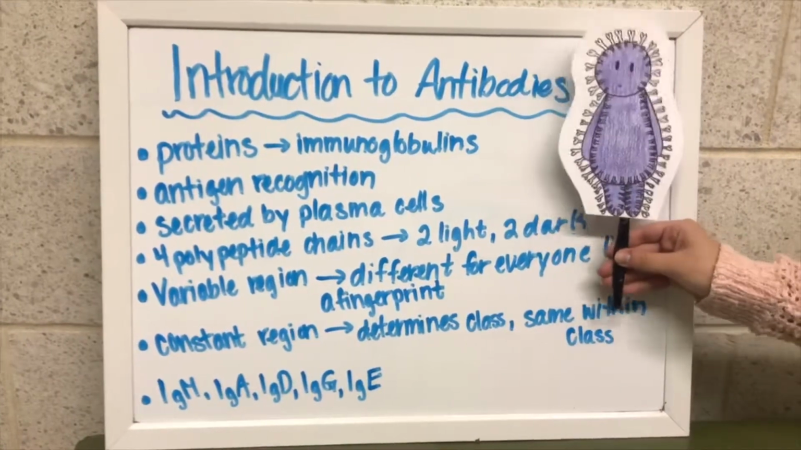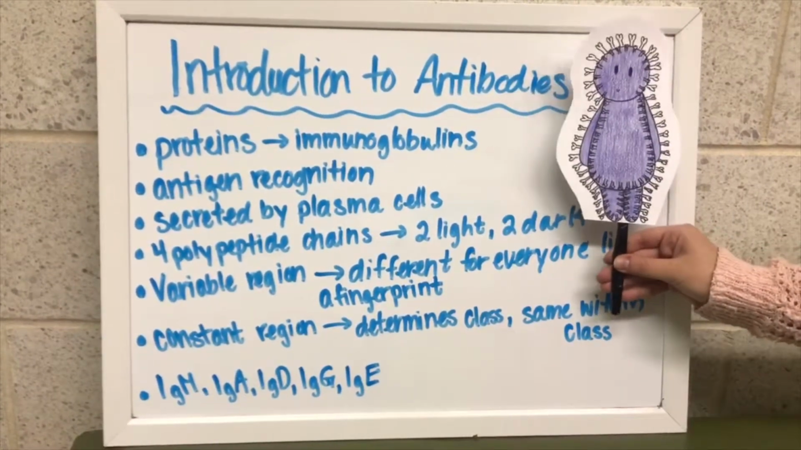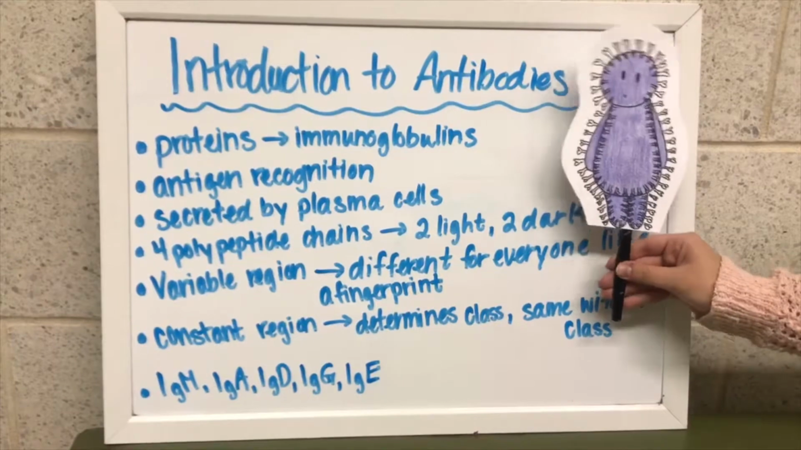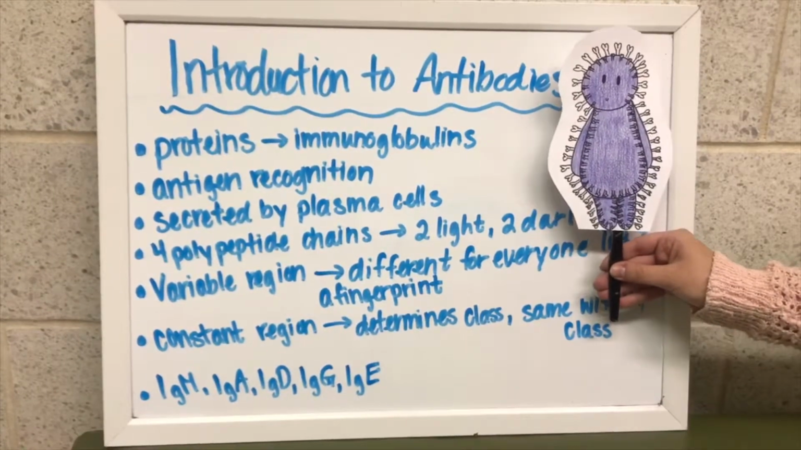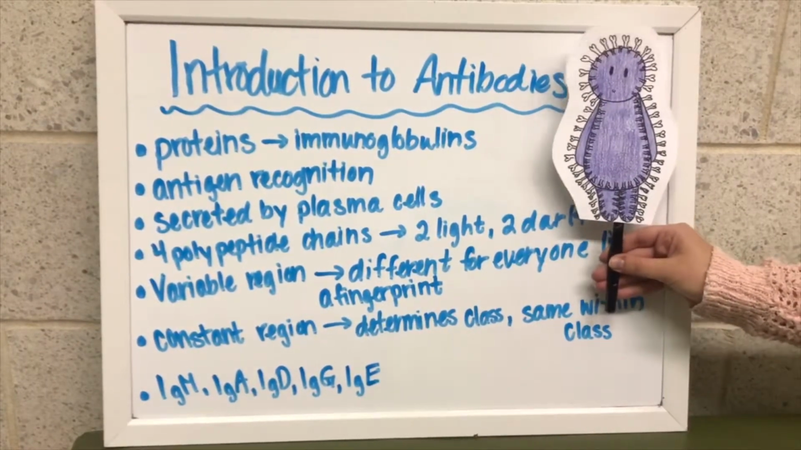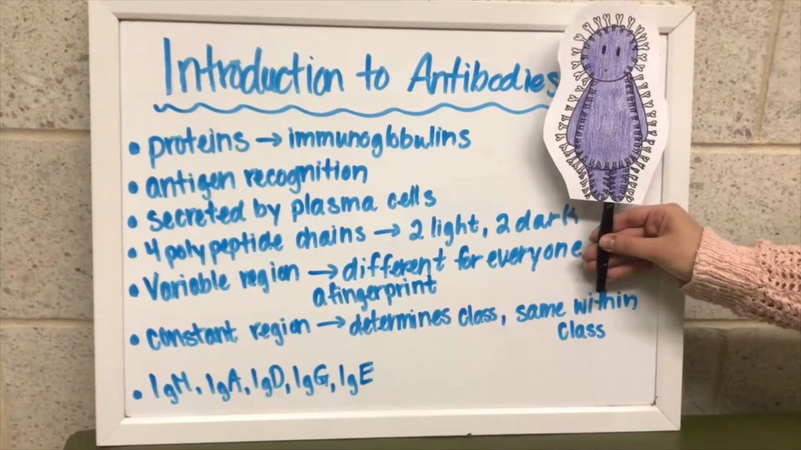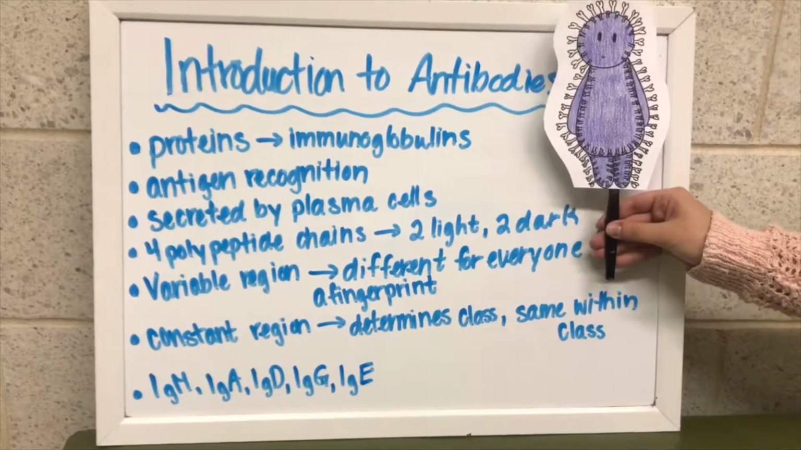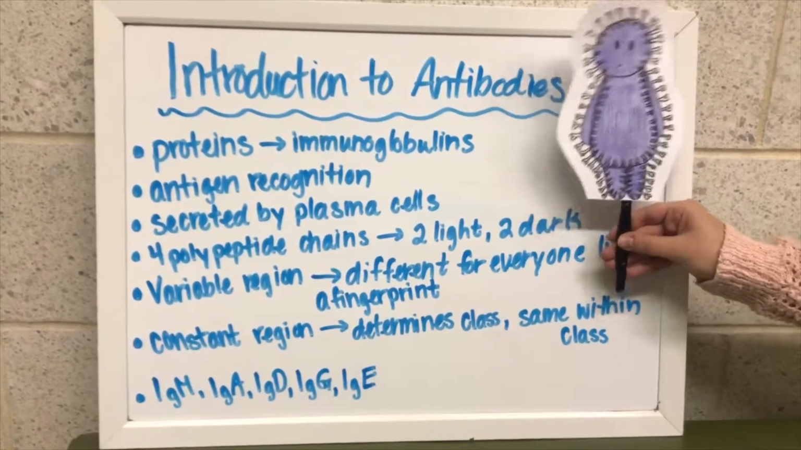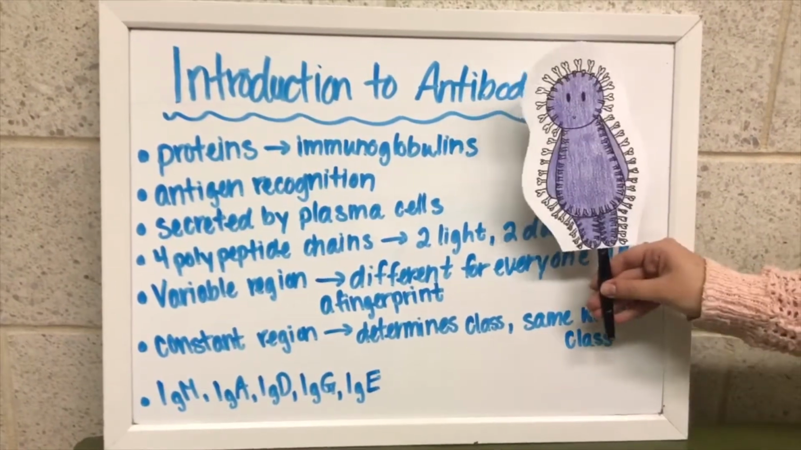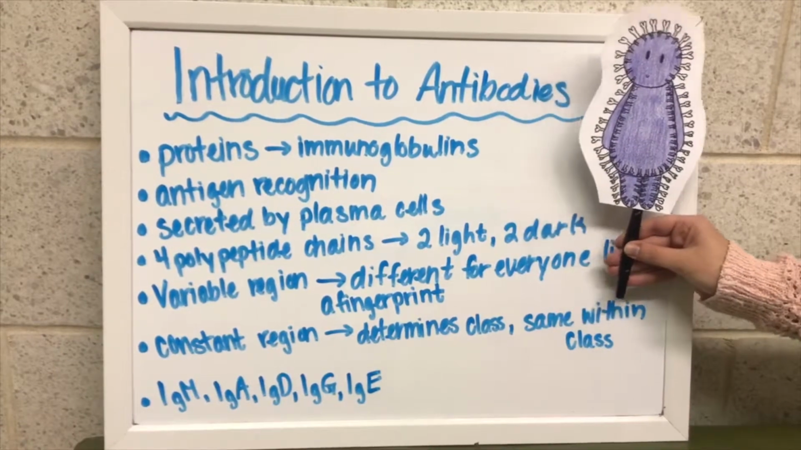Antibodies are proteins produced by the immune system that are capable of binding to an antigen that is foreign to the body. They are also known as immunoglobulins, which is just a fancy way of saying proteins present in the serum and cells of the immune system. The main function of antibodies is the ability to recognize multiple antigens. They are secreted by plasma cells and are made up of 4 polypeptide chains, 2 heavy and 2 light.